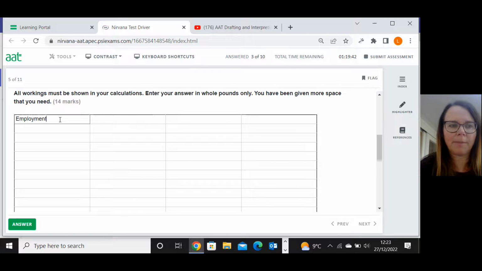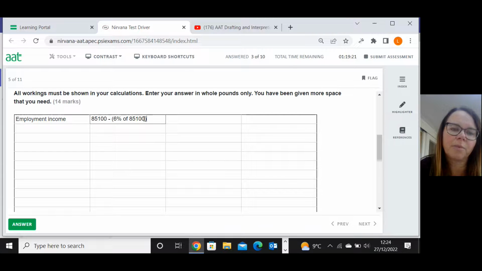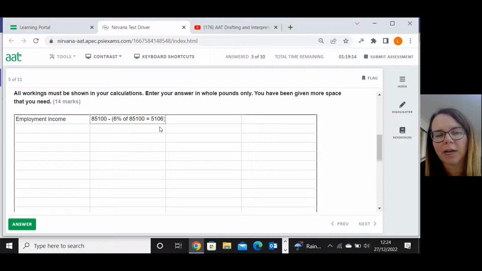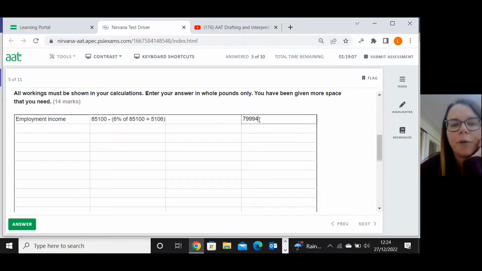Right, so we're going to go employment income, and then I would use the next box to show the working. So the 85,100 minus 6% of 85,100. So you can show the examiner what you're doing. You could even say what that comes to. So that comes to 5,106. You're trying to show as much working as you possibly can. So that employment income figure then comes to 7,994.